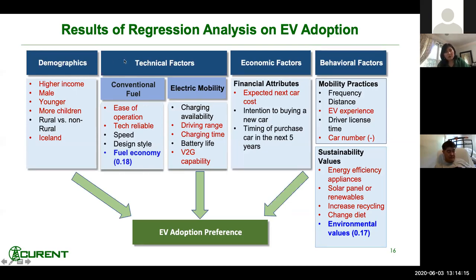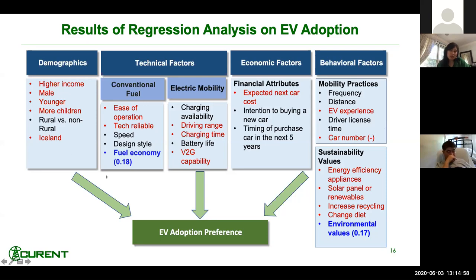So I group demographics, technical factors like traditional vehicle and electric vehicle characteristics. For example, is charging a variable, driving range? Do you have anxiety about driving range? And charging time, is this important to customers? What is the battery life? Is this important to the customer? And then V2G, vehicle to grid, the capability of doing that. And there are economic factors, behavior factors, whether you have driving experience, how many years you drive, how often you drive, and then sustainability beliefs.